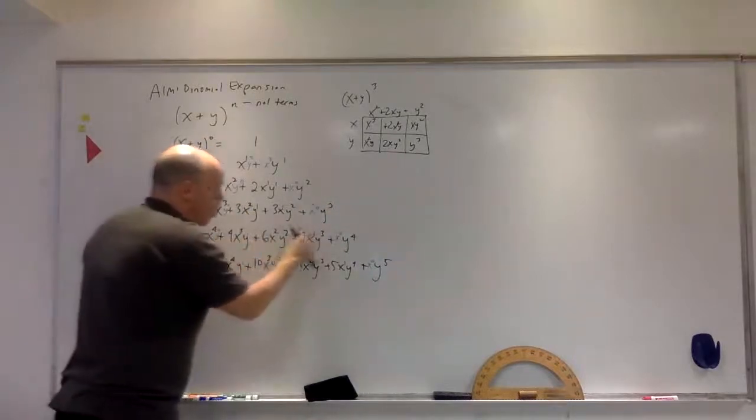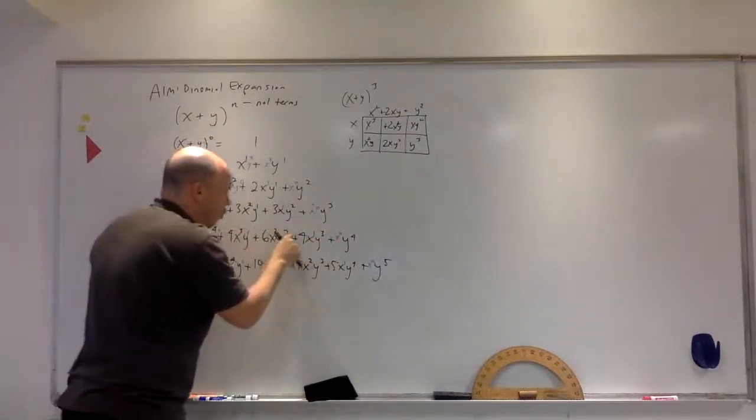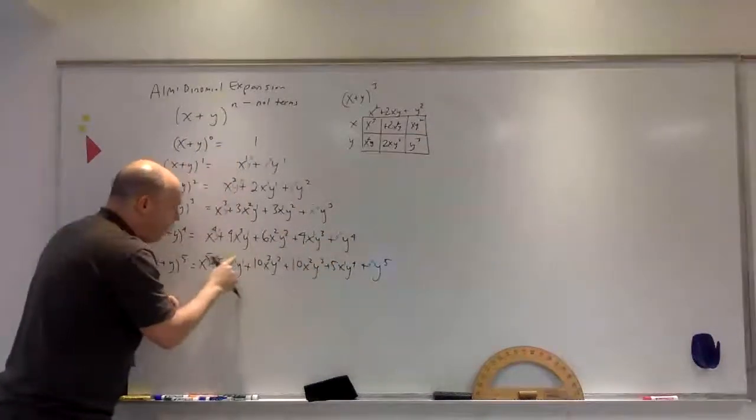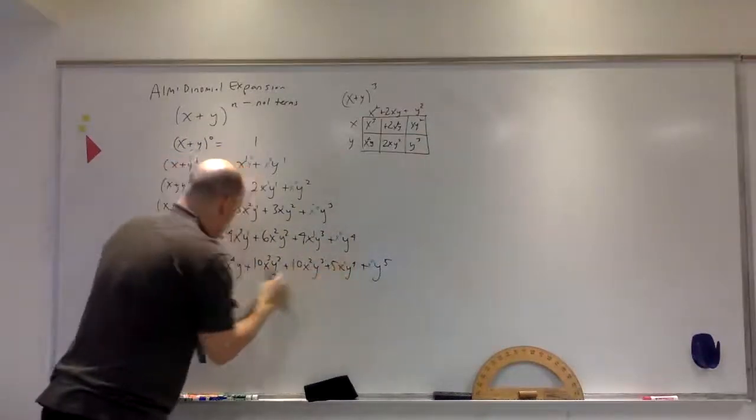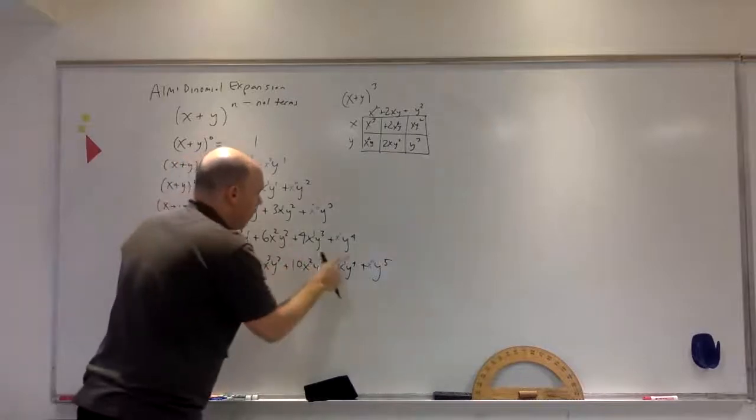4, 3, 2, 1, 0, 0, 1, 2, 3, 4. 5, 4, 3, 2, 1, 0, 0, 1, 2, 3, 4, 5.